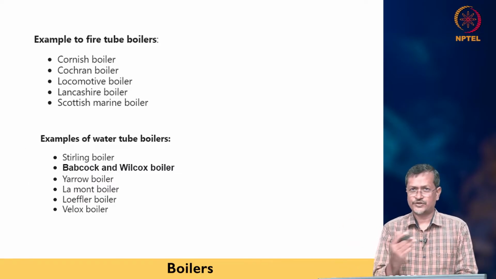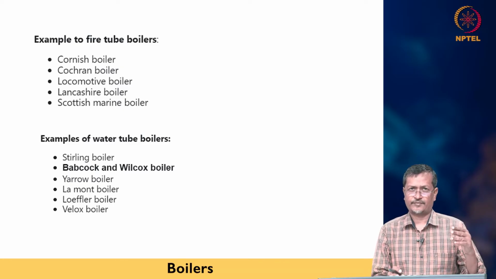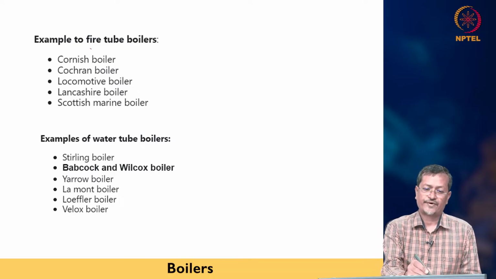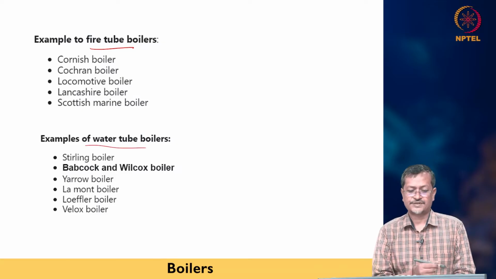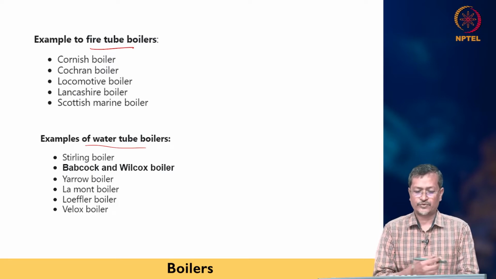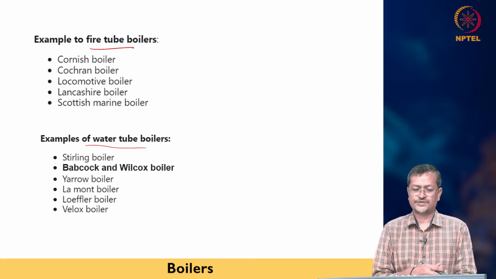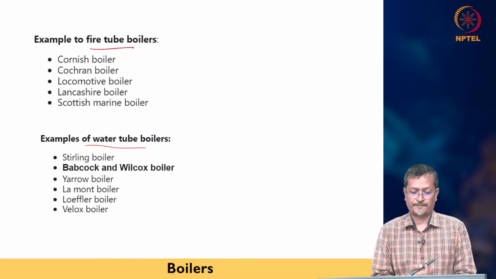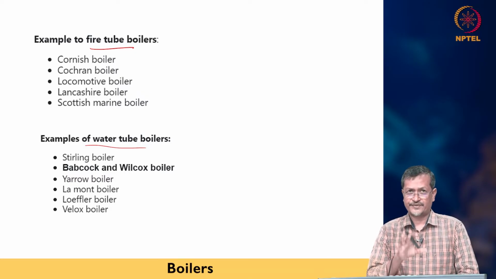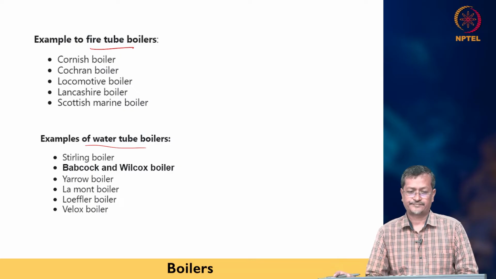There are different names also. Different companies produce different types of boilers and have given their own names, like Cornish boiler, Cochran boiler, Locomotive boiler, Lancashire boiler, Scottish marine boiler. These are fire tube boilers. For water tube boilers, you have the Stirling boiler, Babcock and Wilcox boiler, Yarrow boiler, Lamont boiler. You don't have to go through details, but you should know that different names exist. You should not say you don't know anything. You can Google and get some more names. They are differentiated on the basis of fire tube or water tube.